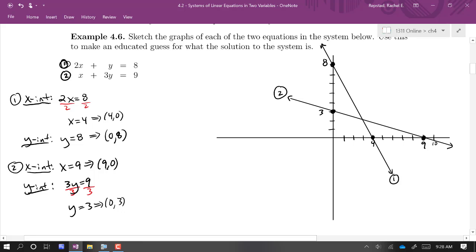And there's the second line. So now, take a look at this. This first line, the one that goes through the y-intercept of 8 and the x-intercept of 4, we know that is a visual representation of all the points that satisfy that first equation. Any xy pair that satisfies this equation, 2x plus y equals 8, is going to lie on that line right there.